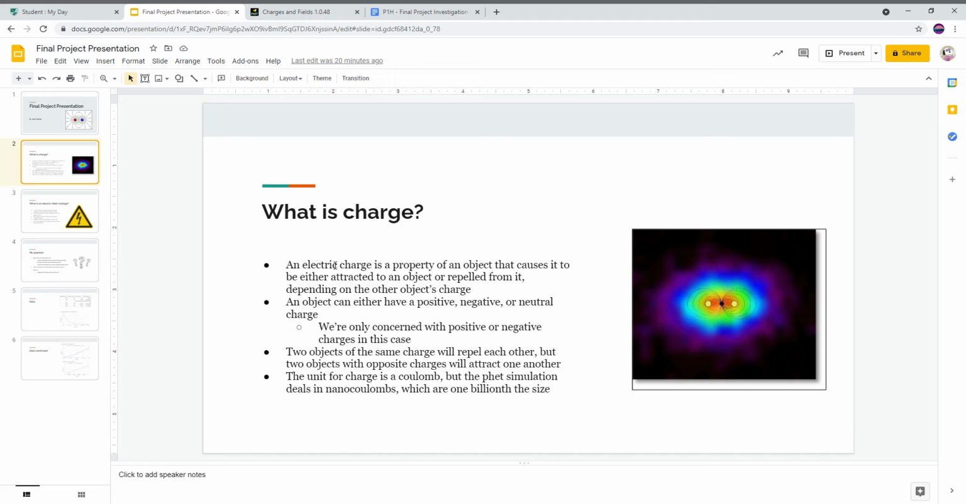Two objects of the same charge will repel one another, but two objects with opposing charges will attract one another. So that's where the whole opposites attract adage comes from. The unit for a charge is a coulomb, but the PhET simulation deals in nanocoulombs, which are 1/1000th the size. That tells you that it's dealing in atomic or subatomic particles. So that's charge, simplified.